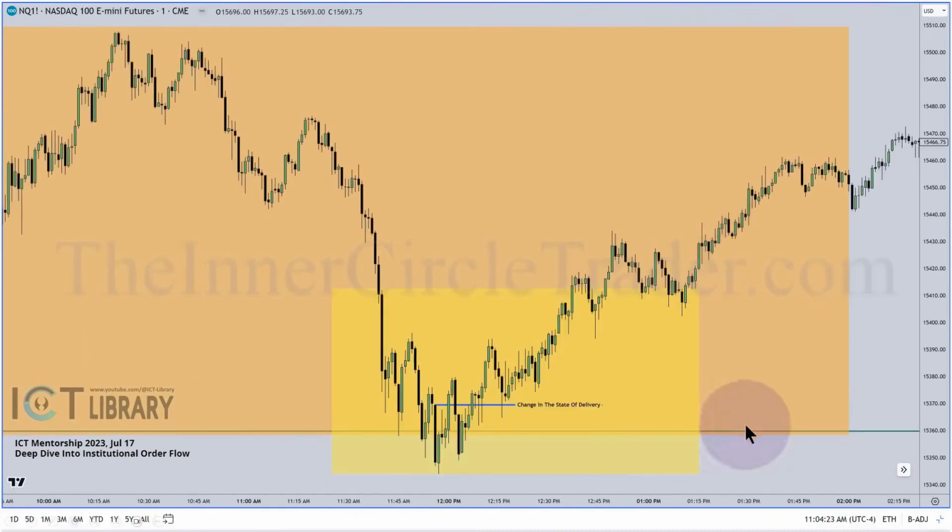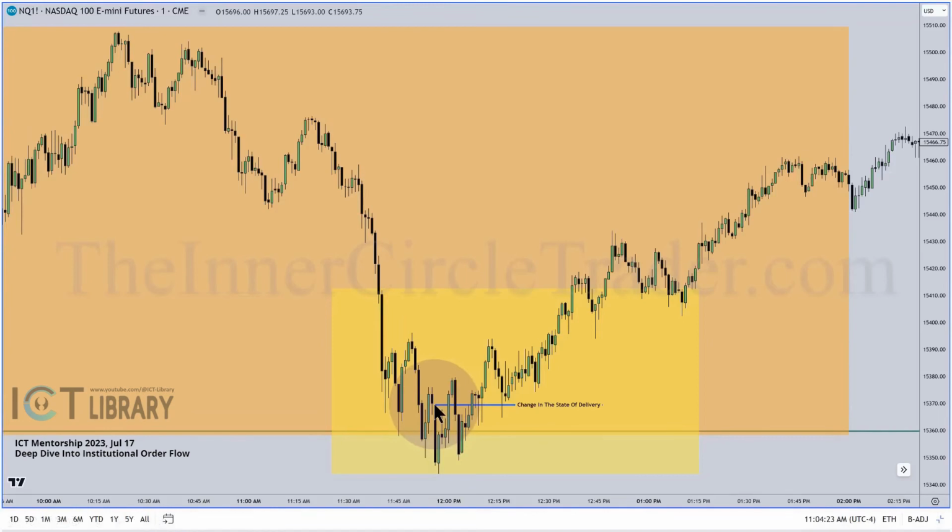Now, this green line here, again, is the hourly bullish breaker, that high. We dig into it here 1, 2, 3 times, and then we have a swing high broken to the upside. The last down close candle prior to that shift in market structure, that down close candle is a bullish order block. That opening price is a change in the state of delivery.